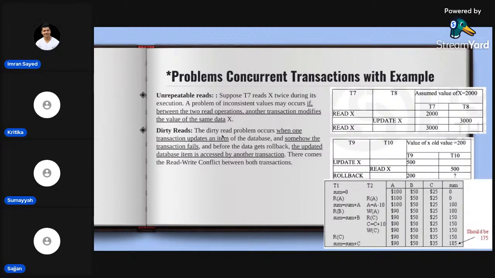Dirty reads. The dirty read problem occurs when one transaction updates an item of the database and somehow the transaction fails, and before the data gets rolled back, another one reads the data. So look here.